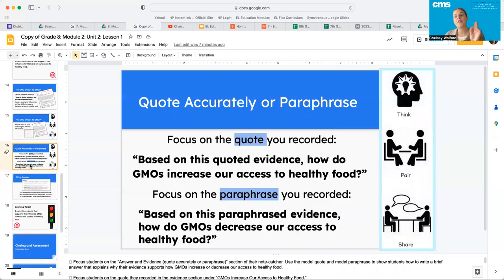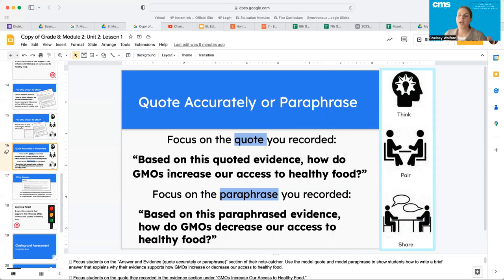All right, so I want to focus on a couple of things before I sign off for today. So how do we quote accurately or paraphrase? Focus on the quote that you recorded. So let's say that I wanted this quote from the text. Based on this quoted evidence, how do GMOs increase our access to healthy food? Focus on the paraphrase you recorded. Based on this paraphrased evidence, how do GMOs decrease our access to healthy food?